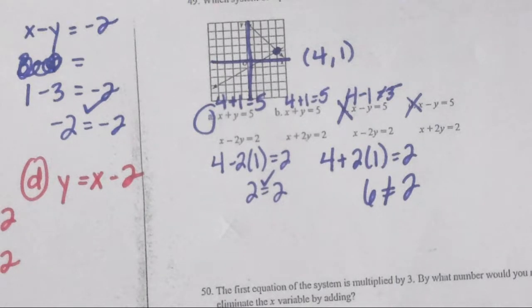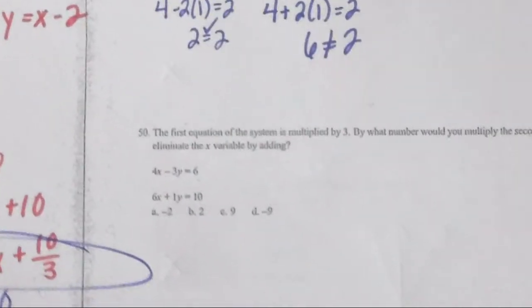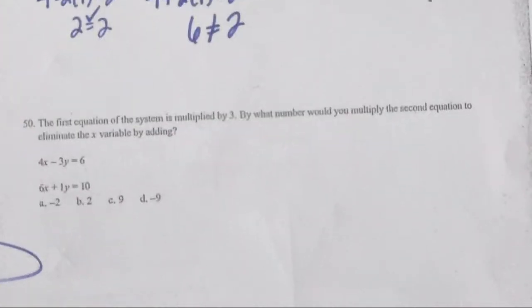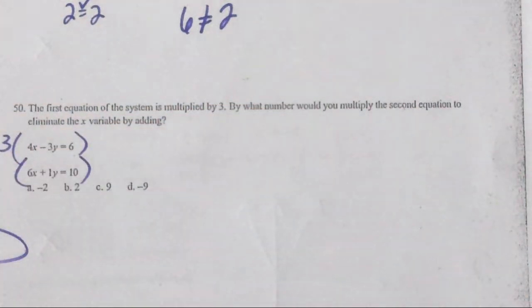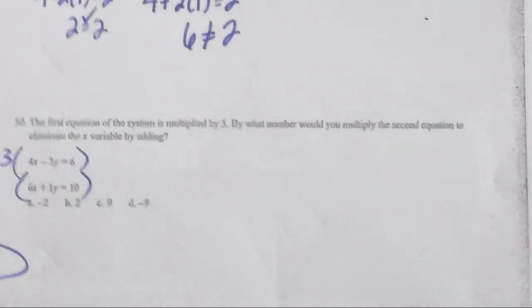I was wondering how the semester exam was going to force you into doing substitution and elimination, because you would think you could get away with just graphing everything. But then I read number 50, and I was really excited because it forces you to recall how to do substitution. It says the first equation is multiplied by 3. What number would you multiply the second equation by to eliminate the x variable by adding?